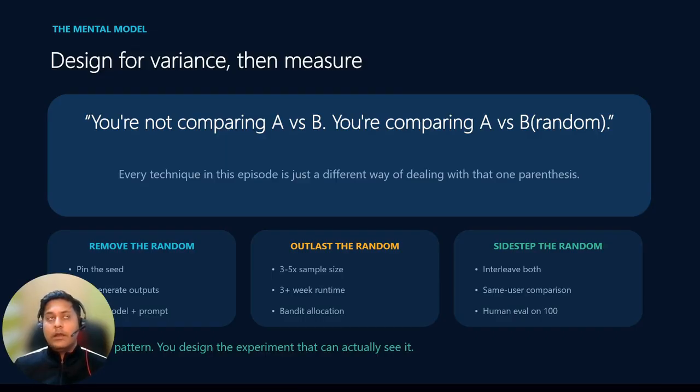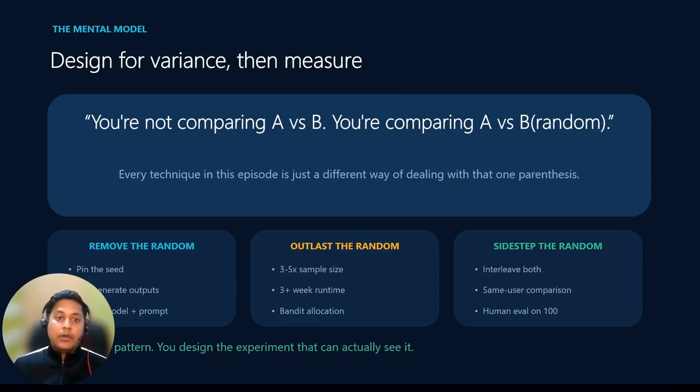Bucket three is sidestep the random, right? Interleaving, same user comparison, human evaluation on 100 cases. You are restructuring the question so the variance stops mattering. Okay. So remove it, outlast it, or sidestep it. So that's the whole episode. And when you are planning your next AI experiment, that's the first decision to make. So before sample sizes, before metrics, which of those three am I doing and why, right?